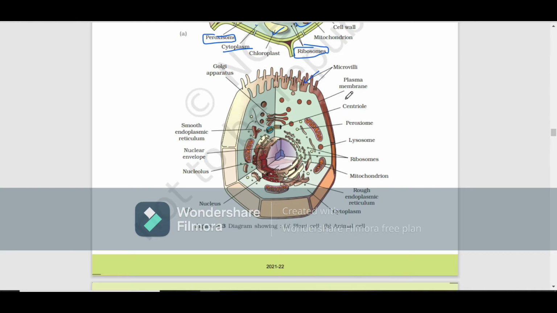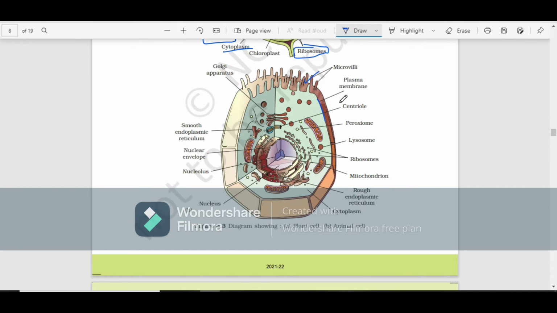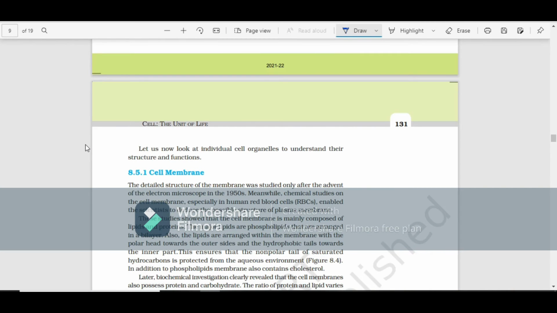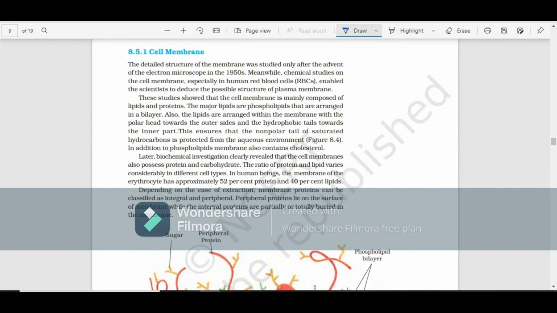They're possessing microvilli, plasma membrane. There's no cell wall, right? These have centrioles because animal cells have centrioles while the plant cells don't have centrioles. Here there are peroxisomes, lysosomes, ribosomes, mitochondria, single mitochondrion, rough endoplasmic reticulum, cytoplasm, and then there's the nucleus, nucleolus, in between, nuclear envelope, smooth endoplasmic reticulum here, and Golgi apparatus.